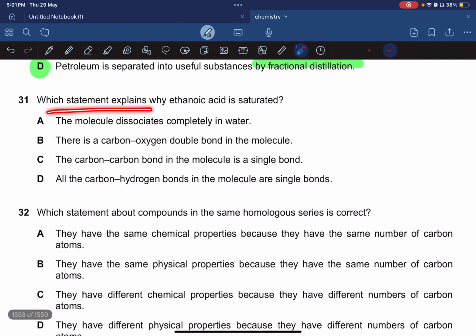Which statement explains why ethanoic acid is saturated? Because all the bonds in it are single bonds. Okay, don't confuse it with that saturation. Saturated there means that a large amount of solute is dissolved, because when you're dealing with organic compounds like ethanoic acid, you think about saturation in terms of bonds, that all bonds are single bonds.